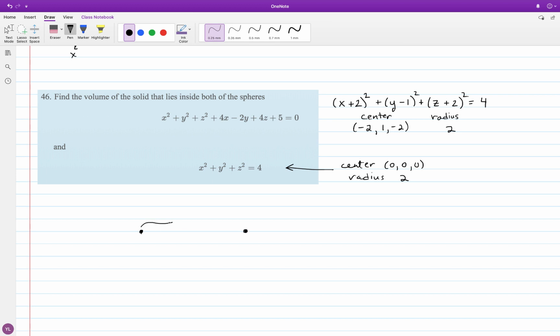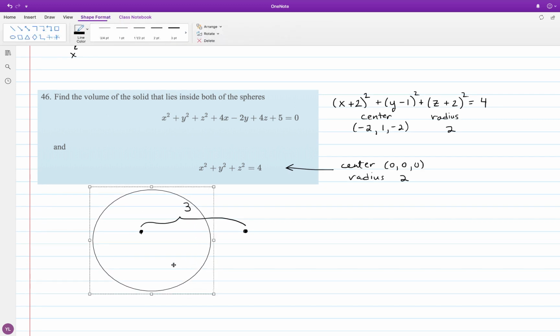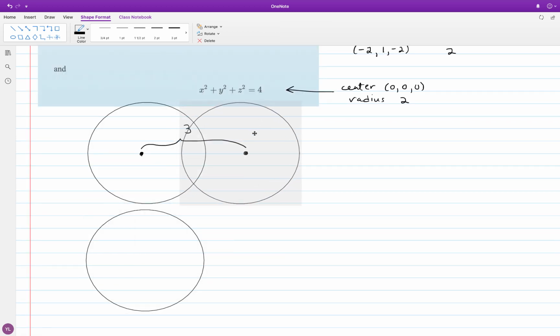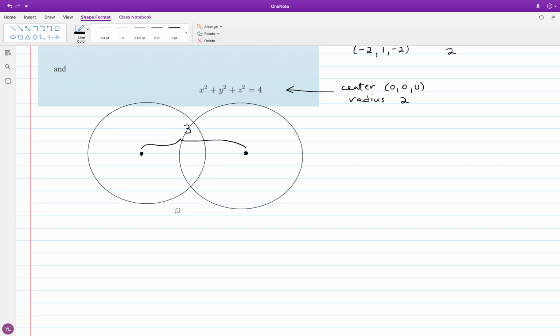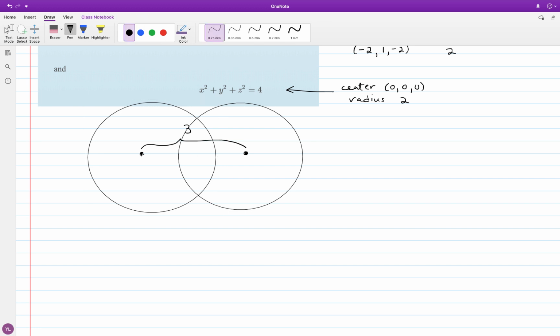Okay, for the last problem, this is number 46 in 12.1. The key idea here is that you've got two spheres that have equal radii. Their radii are both length 2. And if you notice, after putting the spheres in standard form, their centers are 3 units away. So I'm just drawing a cross-sectional picture of that situation.